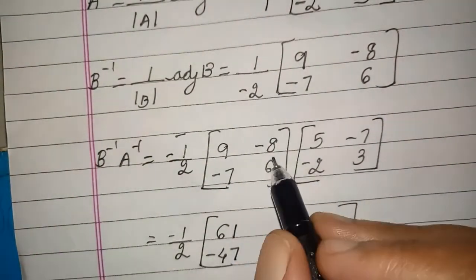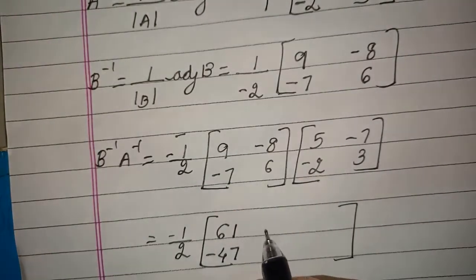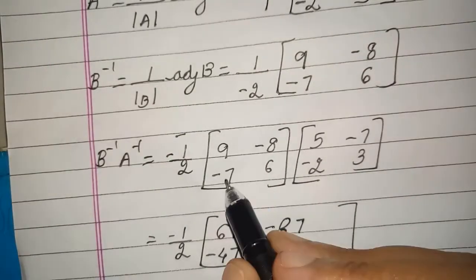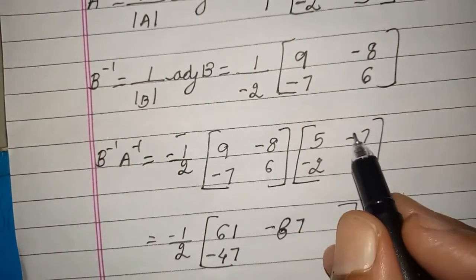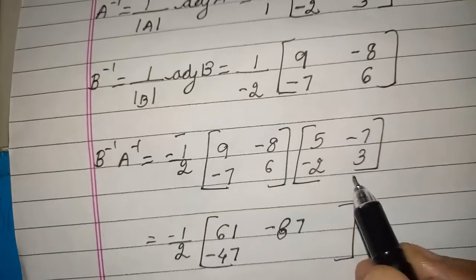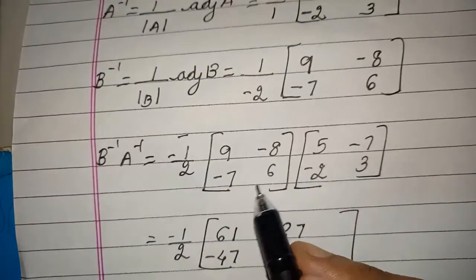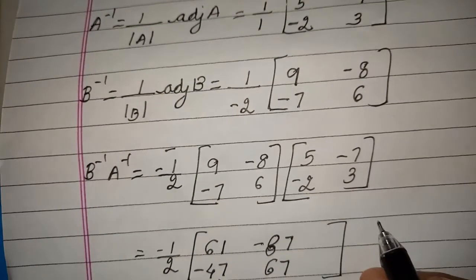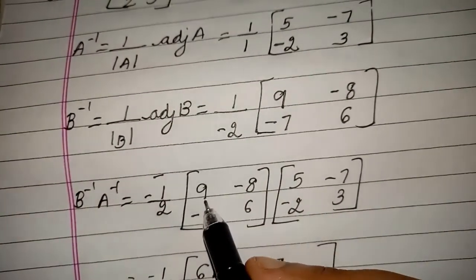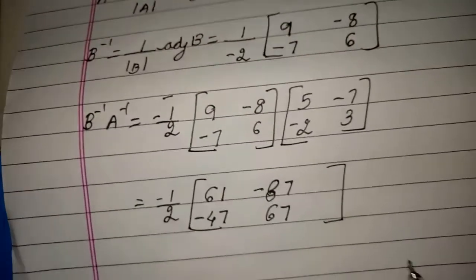Then I have, minus 63 minus 24, which is minus 87. Then plus 49 plus 18, which is 67. What about this? Minus 63 minus 24, 87. Correct. So this is my B inverse, A inverse.